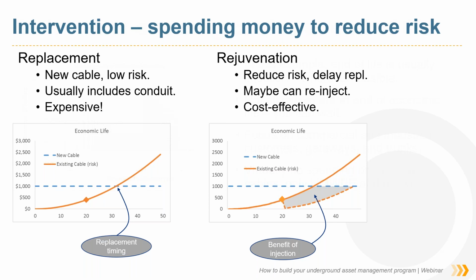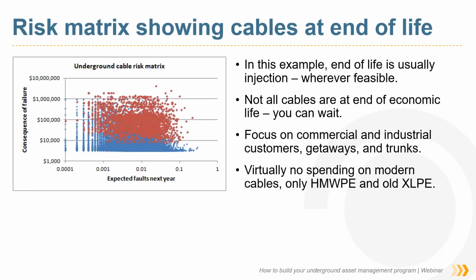So if we go back to our risk matrix, this is the same one we were looking at before, and the only difference is that I've put a red dot over the assets that are at end of life. End of life means it's time to intervene, either to replace the cable or to inject it in this case. If you notice, the axes are both logarithmic, so not as much of the population is at end of life as it might look. But as you'd expect, the red dots are clustered around the upper right-hand part, the high-risk cables. It's what you'd expect. Those would be the highest priority.